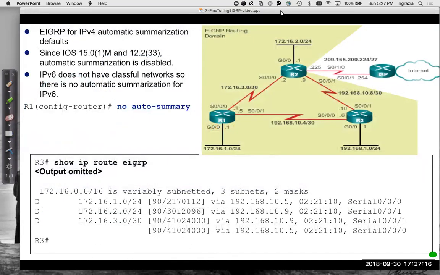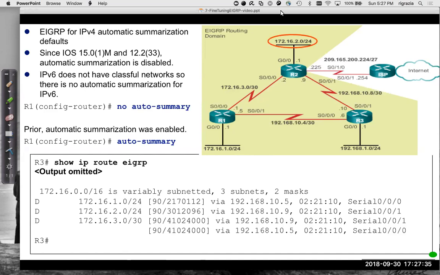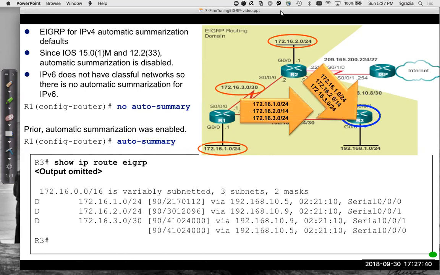Okay, so this used to be the default prior to IOS 15 and 12.2. The default now is no auto-summary under the router EIGRP command. If you want to enable automatic summarization, which used to be the default, it was auto-summary. So router R3, now without automatic summarization, because the default is no auto-summary, will receive all three of these subnets, 172.16.1.0, 2.0, and 3.0.